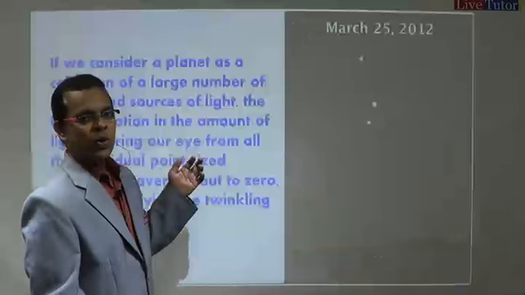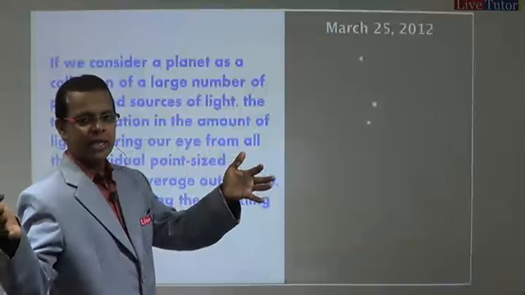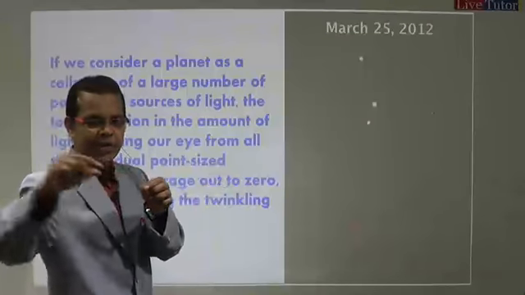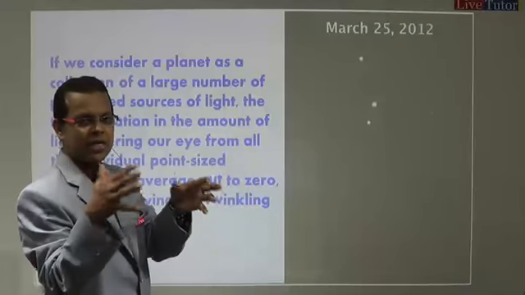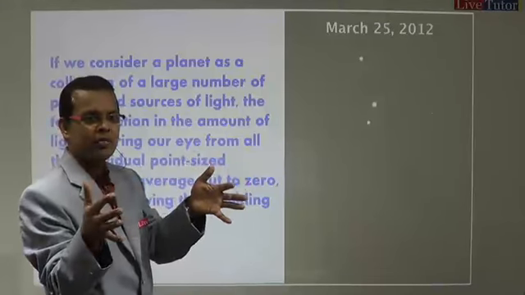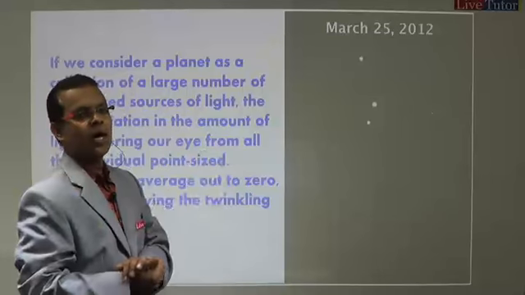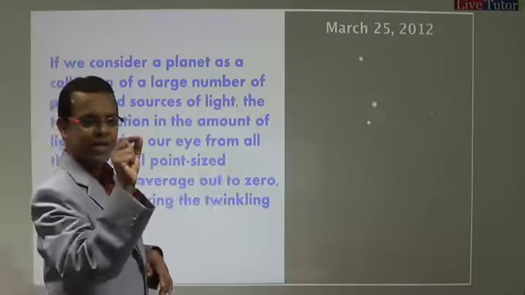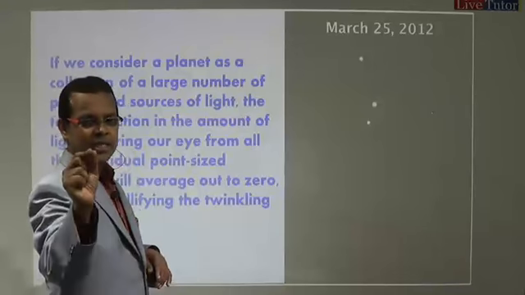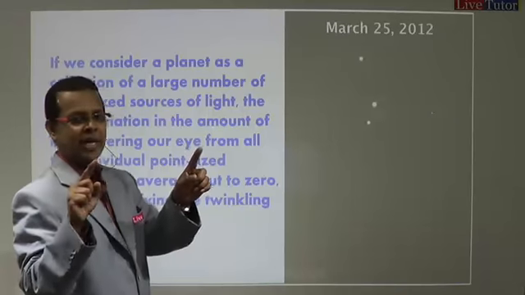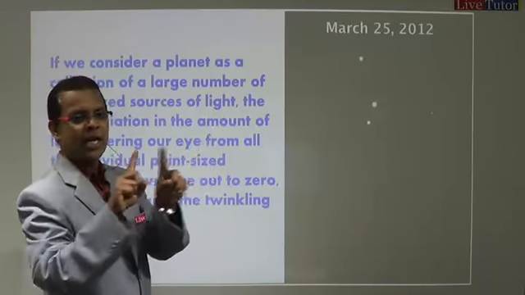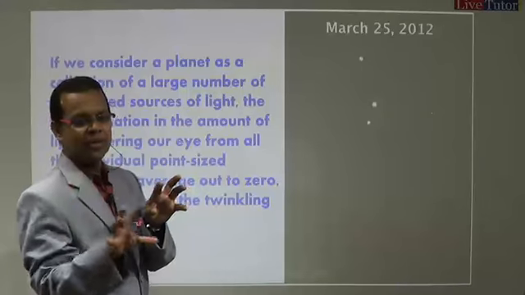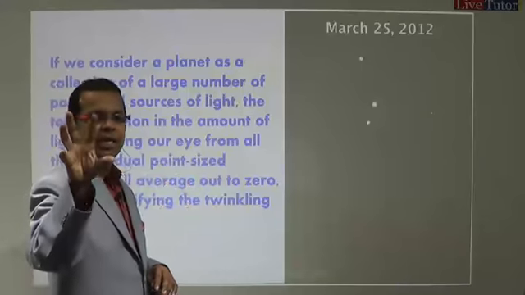So when it is an extended source of light, it will give light in almost all directions. In each direction from which light is coming, we can consider this big planet as a collection of a large number of point sources of light, or we can say a planet can be considered as a large number of small stars. If one star is giving out light in one direction, another star may be giving light in another direction. Thereby, if one is losing, the other will compensate. So when all the lights are coming out, the average difference will be nullified, so that we get steady light.